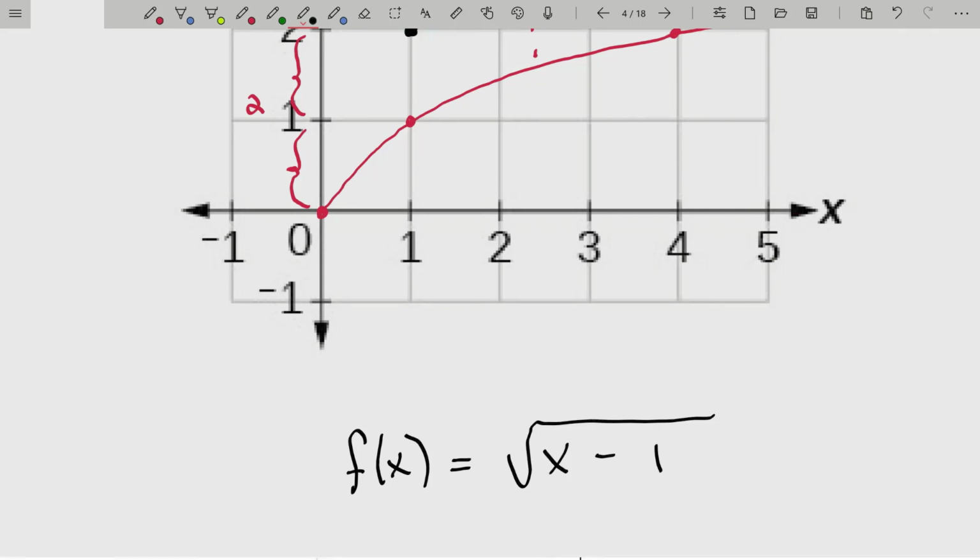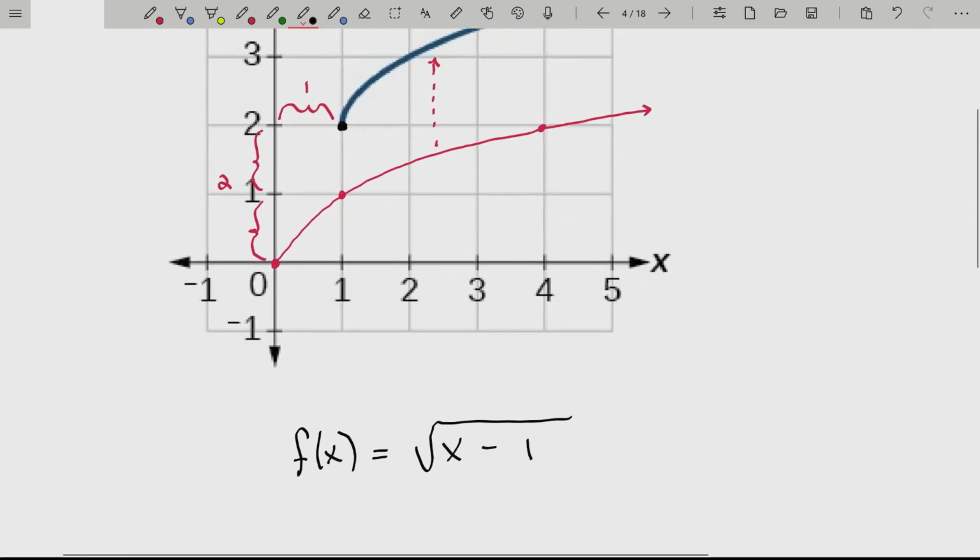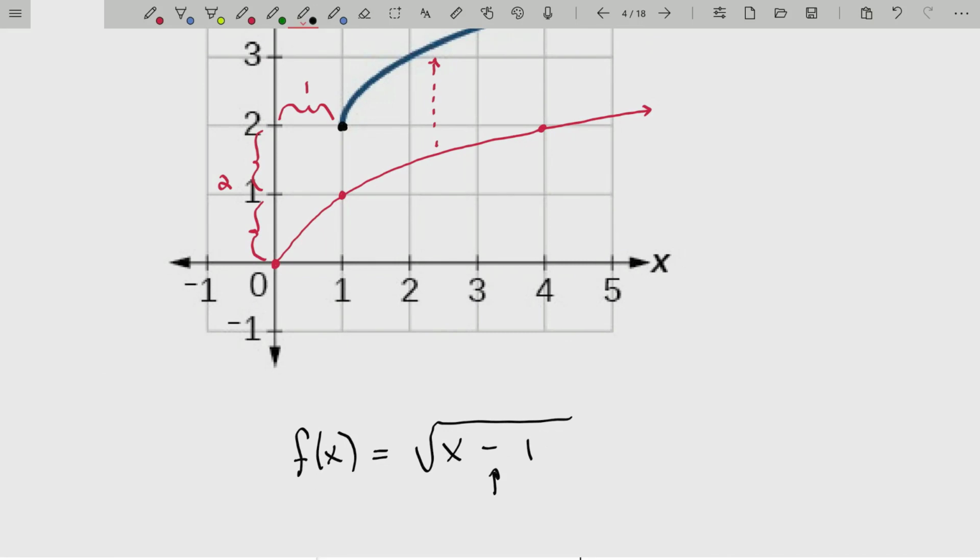A lot of other people, myself included, often just say, listen, if you're going to the right 1 unit, it's x the opposite of 1, right? So if you went right 1 unit, it'd be minus 1, x minus 1. If you went left 1 unit, it'd be x plus 1. Anyhow, the other thing we know is we lifted 2 units, so I'm going to put a plus 2 on the outside. And that's it.